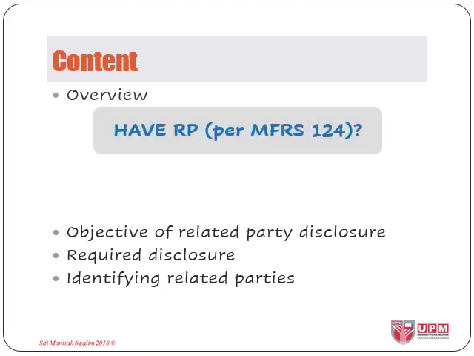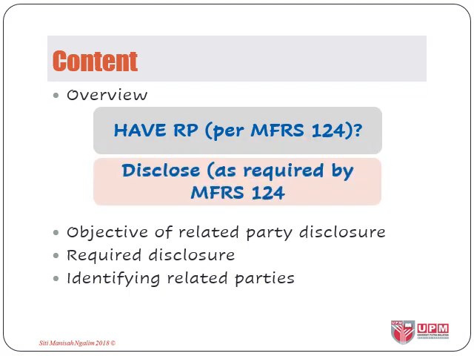standard. The first question that we want to ask is, do we have related parties as defined by MFRS 1 to 4? If we do, then we have to disclose some information required by the standard. As you can see, the decision to make is quite easy. If we have the related parties, disclose. As simple as that. The challenge for us lies in identifying the related parties. So we need to really pay close attention to those we have transactions with and decide if they are in fact related parties as per MFRS 1 to 4.